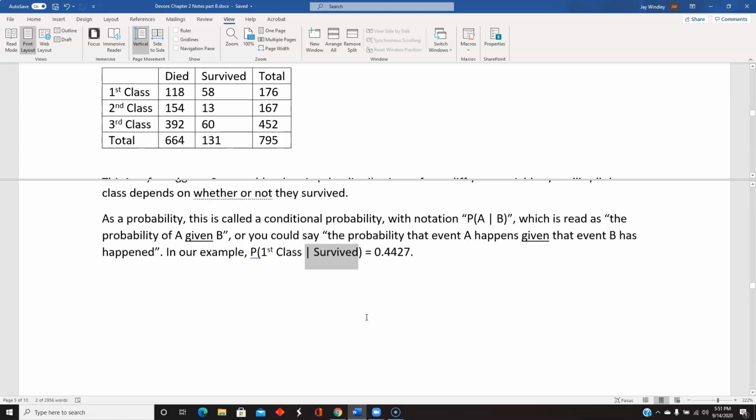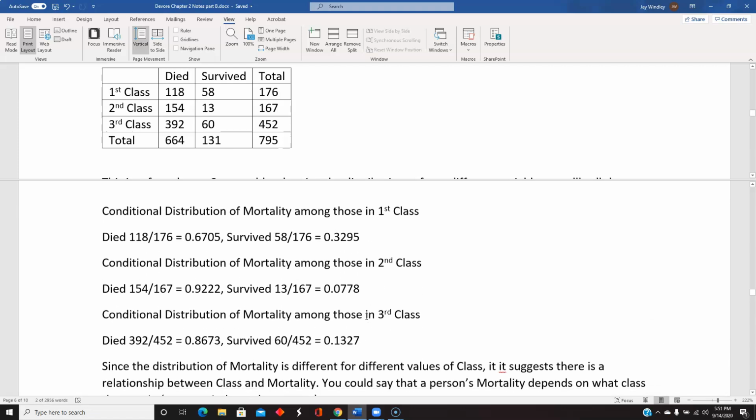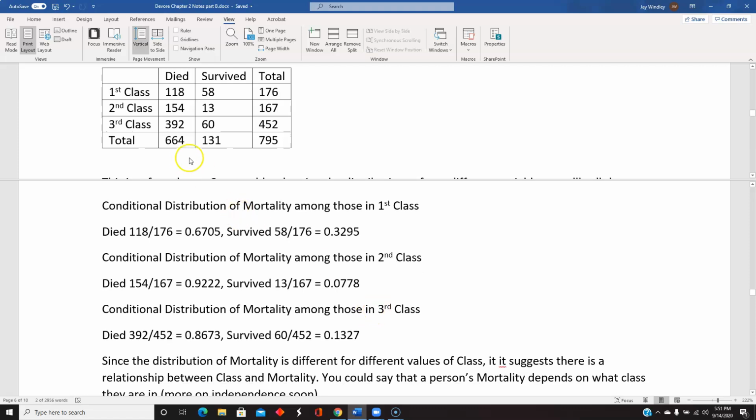And then we can also do conditional probability the other way, which is going to give us three distributions. If we look at the row for first class, what is the distribution of mortality? 118 died out of 176 in the first class. That's 67%. 58 survived out of the 176 in first class. That's 33%. And so on.